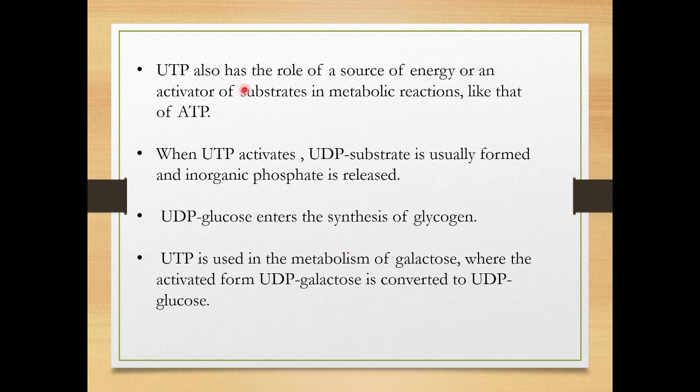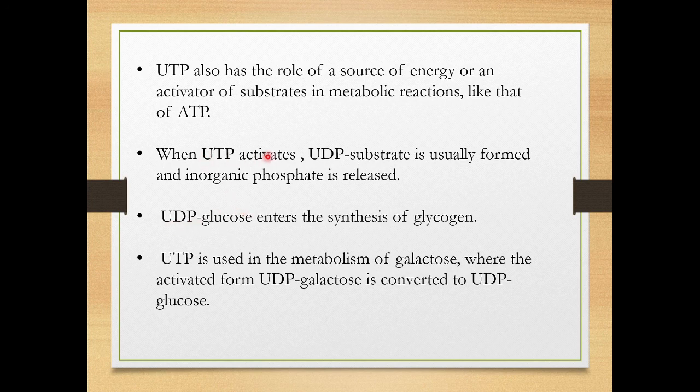So what are the other roles of UTP? It has the role of a source of energy, just like ATP. When UTP activates, a UDP substrate complex is usually formed and inorganic phosphate is released. For example, in the synthesis of glycogen, or glycogenesis, glucose has to be added to the glycogen chain. The glucose cannot be directly added to the glycogen chain. Before that, the glucose has to link with the UDP.